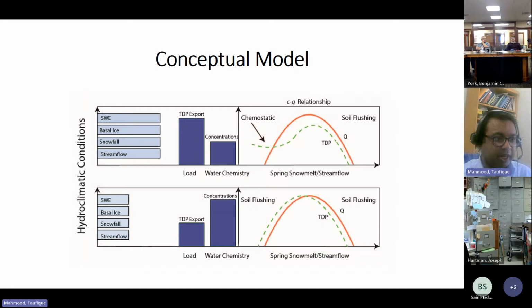With all these results, we came up with a conceptual model for a wet year and a dry year. The wet year has a high SWE, high basal ice, high snowfall, and high streamflow, with a low concentration and more nutrient export. For the concentration and flow relationship, in the rising limb we have a chemostatic condition, and in the recession limb we have a flushing condition. On the other hand, in the dry years, there is low SWE, low basal ice, low snowfall, and low streamflow, with less nutrient export but a high nutrient concentration. Again, here we see more of a flushing condition, or a positive relationship.